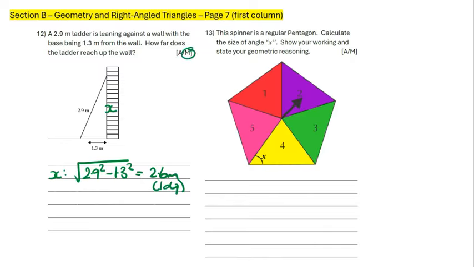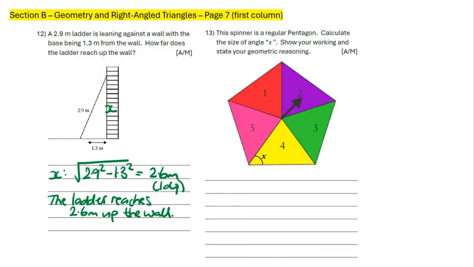Because this is a wordy question and it's a merit question, I might just want to explain what my answer is in terms of the ladder reaching up the wall. So I'm just going to put my final answer in a bit of a sentence. So the ladder reaches 2.6 meters up the wall. Okay, so now on to question number 13, talking about the spinner here.